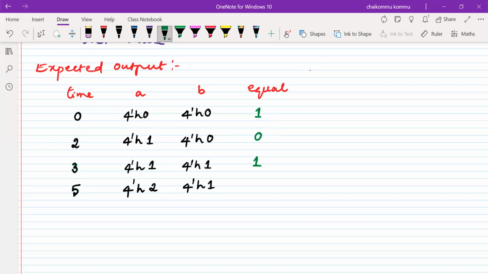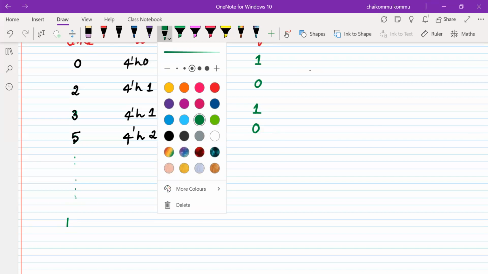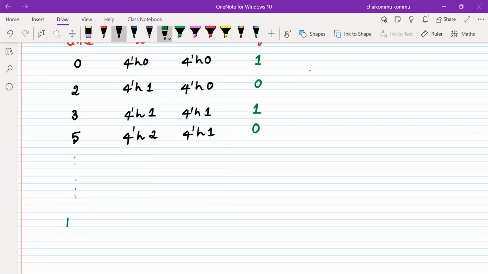So like this, it will be generating the output up to 100 nanoseconds. At 100 nanoseconds, for example, okay, or I can say at 99 nanoseconds, for example, I'll write 99 nanoseconds. At 99 nanoseconds, what about A?